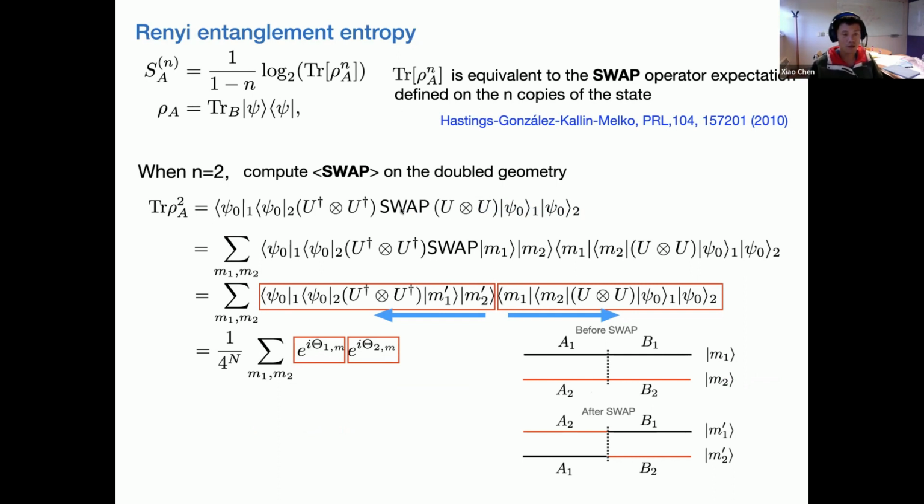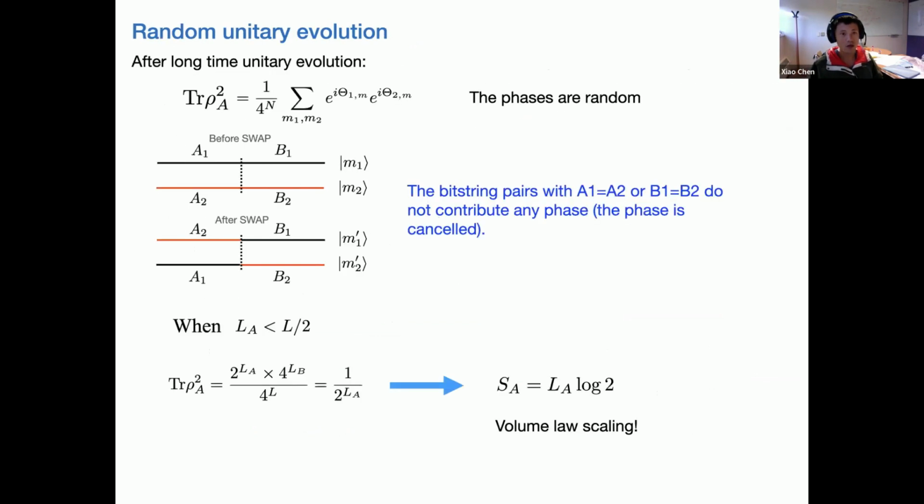Okay, so the purity can be computed in this way. Let's consider some random unitary evolution and use this formula. We expect that after long time evolution, all these phases are random. If we sum them up, the random phases will cancel, and we should get 0, right? Yes, this is true for most of the states. There are some special cases, if A1 and A2 are equal, or B1 and B2 are equal. Under the time evolution, their phases will cancel and they don't contribute a phase to the purity.